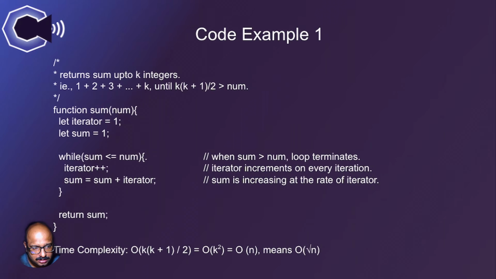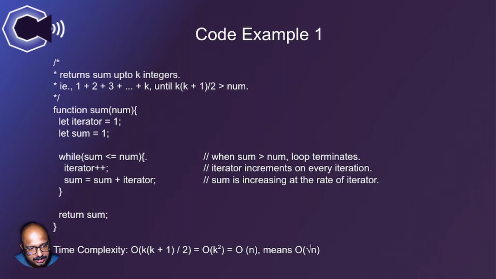Moving on, let's start with some code examples. In this code example 1, we have a function sum, and inside it we have a while loop which runs for some time. Let's say it runs until sum is greater than num, and the iterator increments on every iteration, and the sum is increasing at the rate of the iterator. What would be the complexity of such a function?